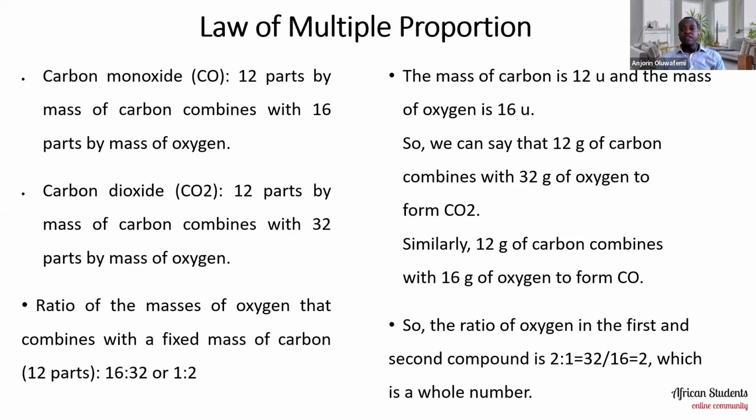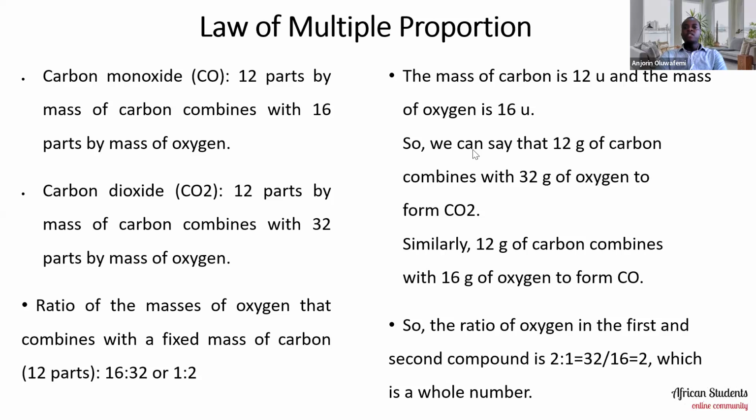So what we have there is a varying oxygen. So the ratio is 16 to 32. And if you divide through by 16, what you end up having is what ratio? 1 to 2. So it still gives us a whole number ratio, 1 to 2, so to speak. So that is what the law of multiple proportion stipulates, or that is what the law of multiple proportion states.